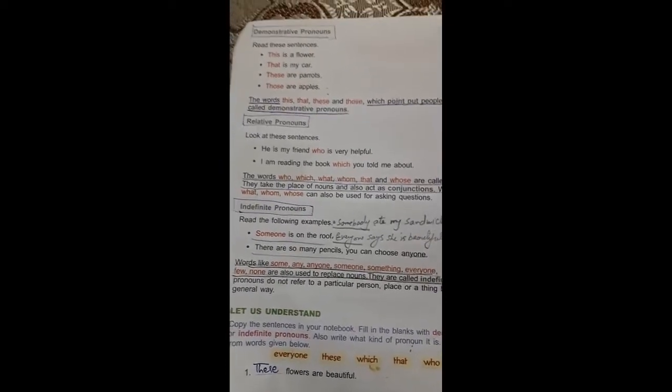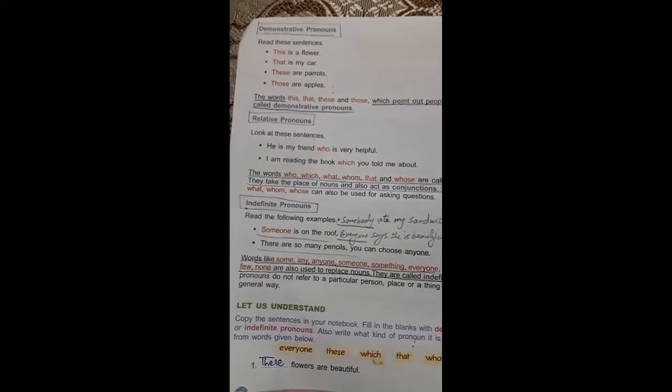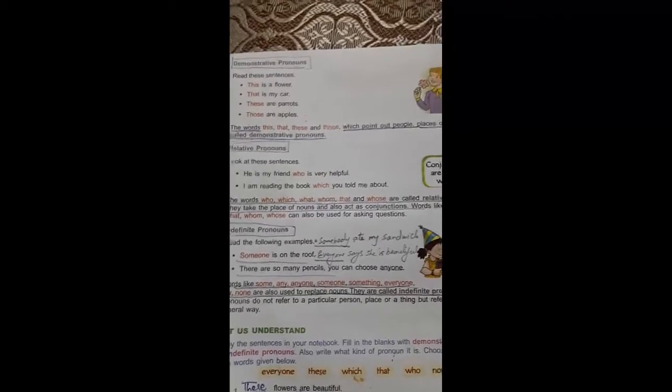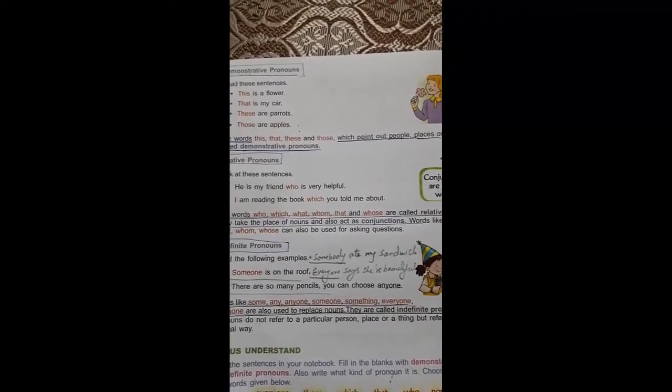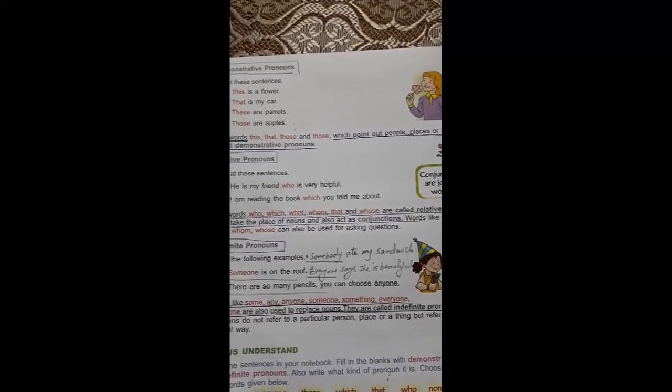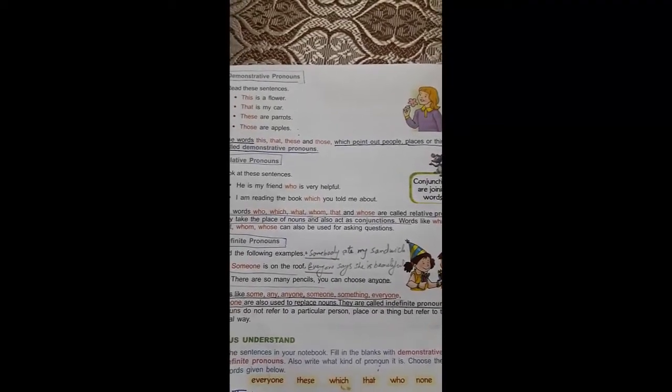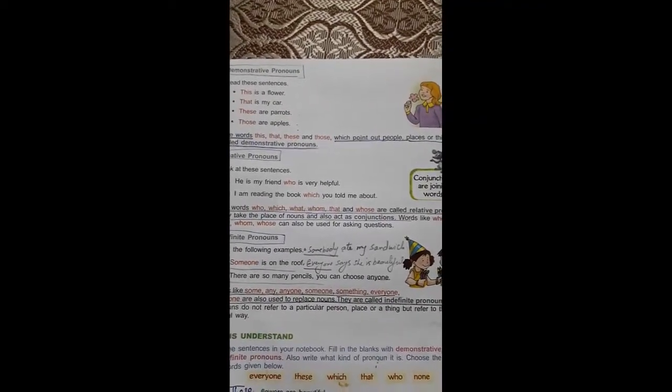So we can say that they do not indicate an exact place, person or thing. Here are some more examples. Somebody ate my sandwich. Here in this example, somebody is an indefinite pronoun, as no one knows the exact person who ate the sandwich.